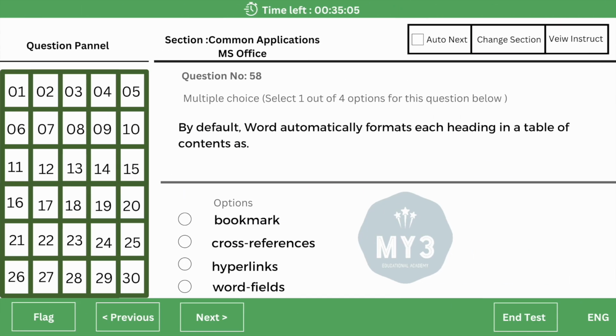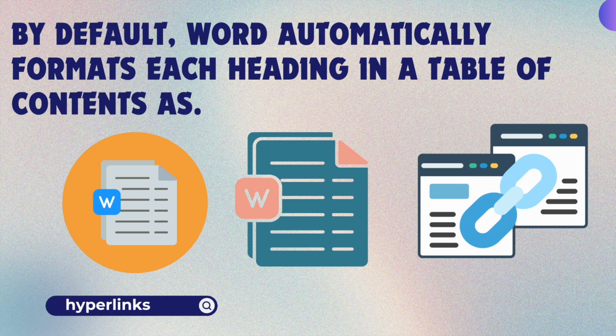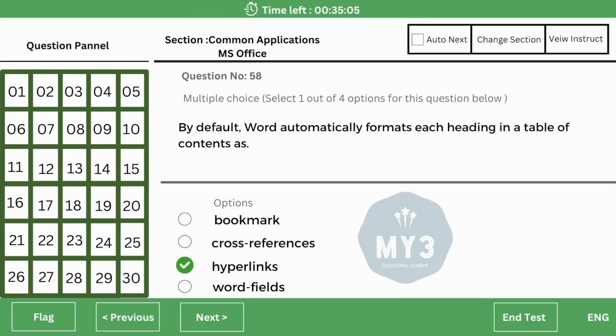One more sample question. By default, Word automatically formats each heading in the table of contents as. This is a Word based question. By default, Word automatically formats each heading in the table of contents as hyperlinks in MS Word. So the answer must be hyperlinks. You will be getting very basic questions from the common MS Office applications.